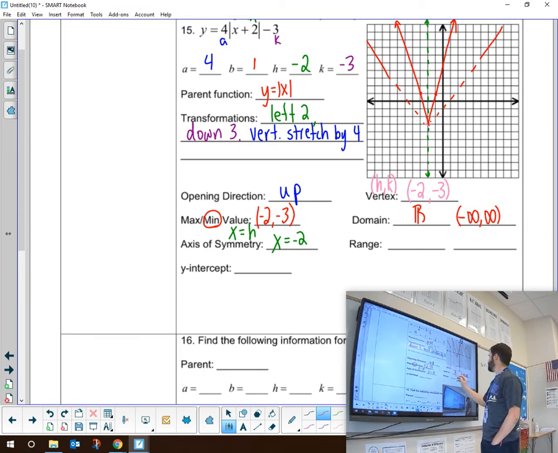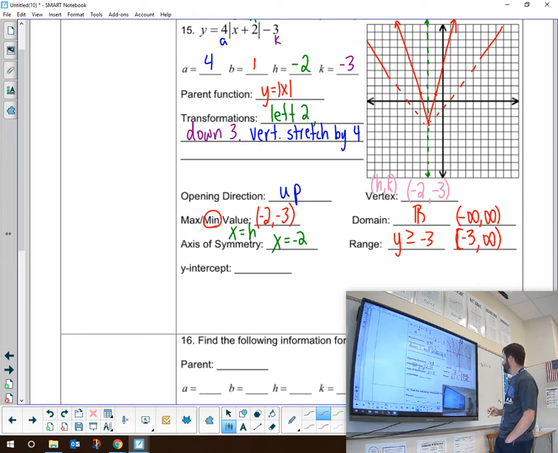And so the smallest value that my range can be is going to be, y is at the smallest value it can be, which is -3. So it's greater than everything above -3. And lastly, to write that out, it's going to be brackets -3 to infinity. Okay? Don't forget to put your brackets there.